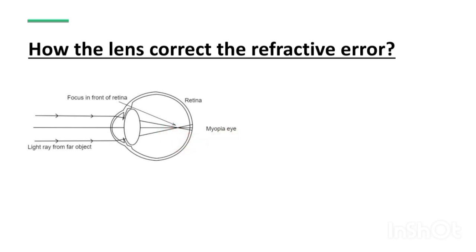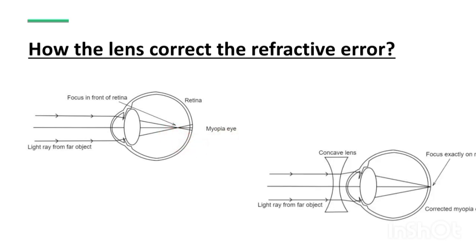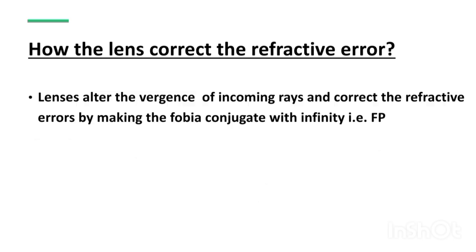This is a myopic eye, and now we put a concave lens. It will change the divergence of the parallel light, making it diverge and letting the eye's refractive power converge and focus directly on the retina. So corrective lenses alter the vergence of the incoming light rays and correct the refractive error. When we change the vergence of the light rays, they focus on the retina.